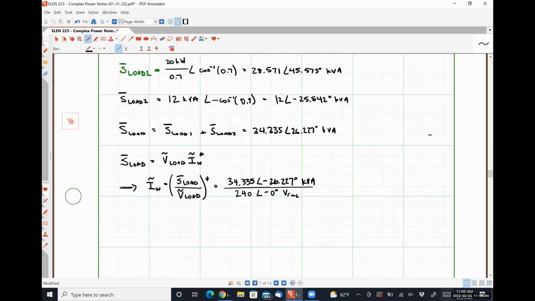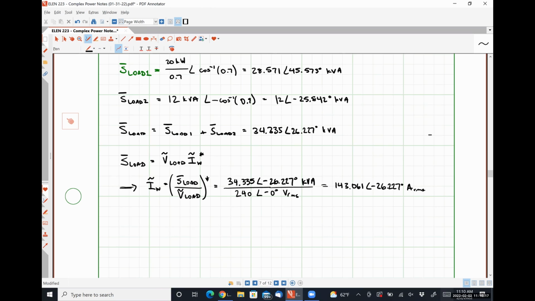Evaluating this, we find that our current I_wire is 143.061 angle negative 26.227 degrees amps RMS.